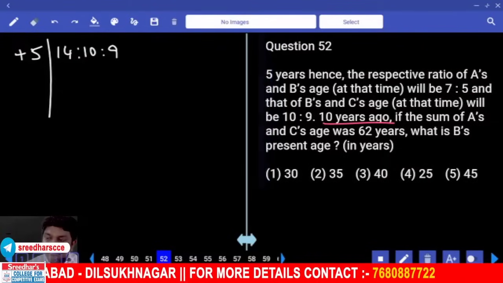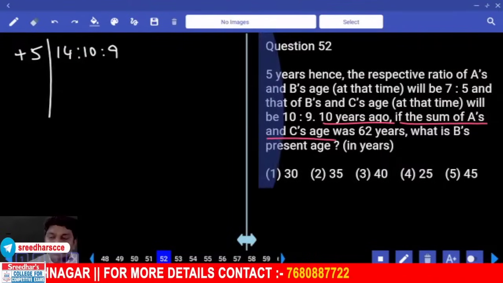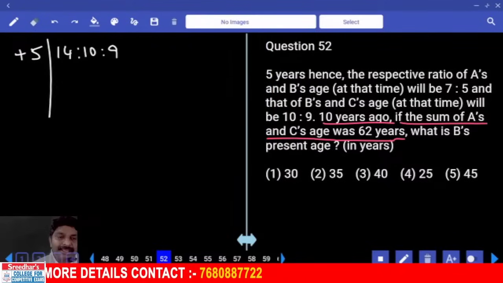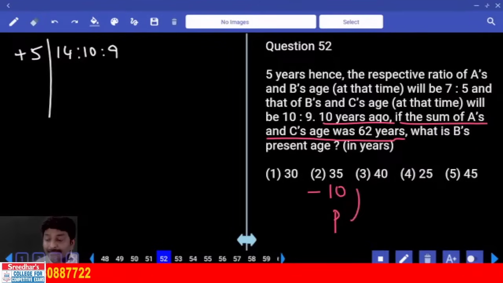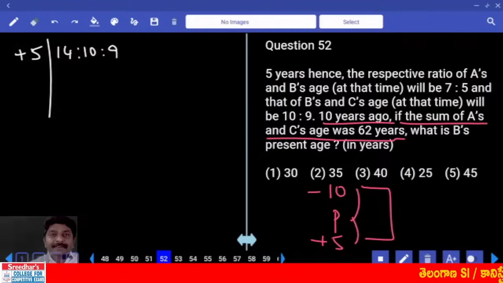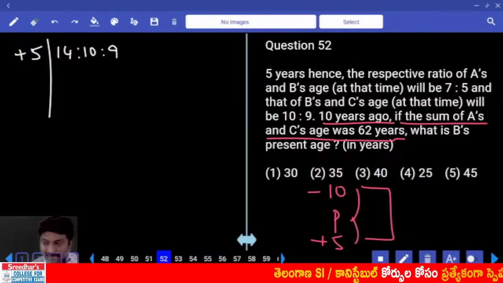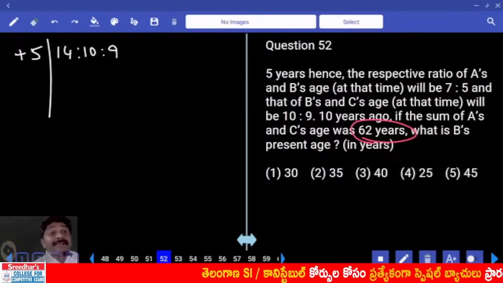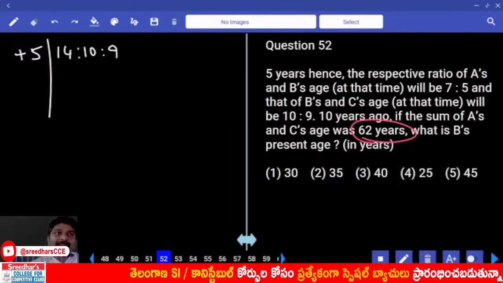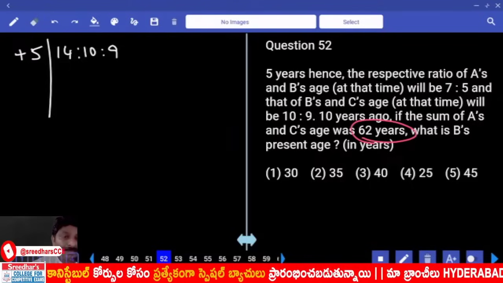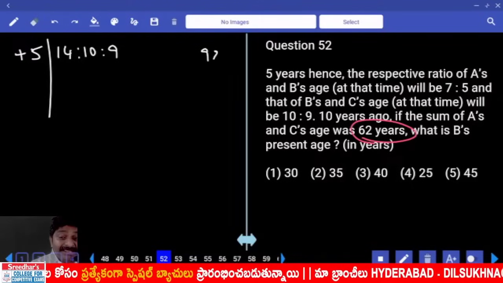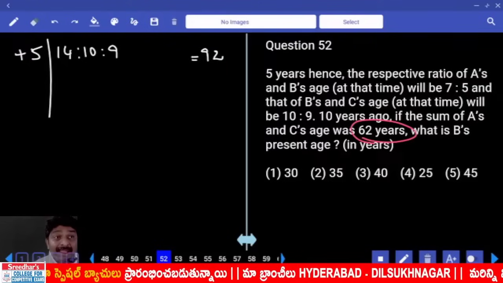10 years ago, the sum of ages of A and C was 62 years. 10 years back to present, how many years gap? Present age to after 5 years, how many years gap? So 10 years back to after 5 years, the gap will be 15 years for one person, correct? But 62 is the sum of how many persons? So for each person you are adding 15 years, for both you have to add 30. So 30 plus 62, 92 years is the sum of ages of A and C.